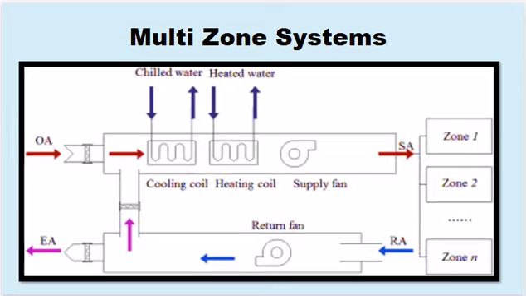This not only enhances comfort but also makes multi-zone systems very energy efficient by reducing energy waste in unoccupied areas. Multi-zone systems are a great choice for large buildings with varied temperature needs across different spaces. They provide flexibility, efficiency, and better climate control overall.